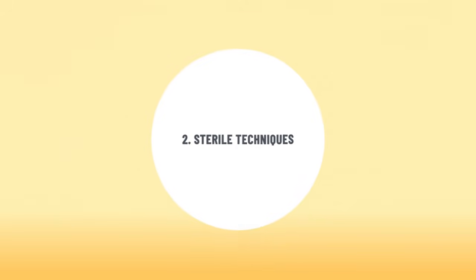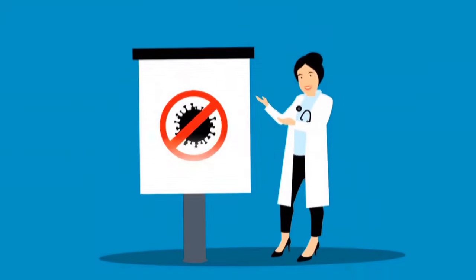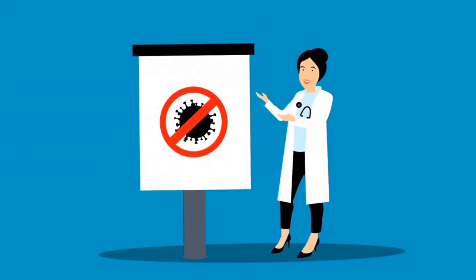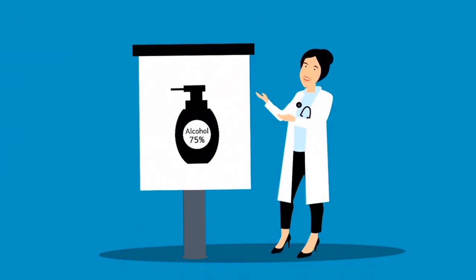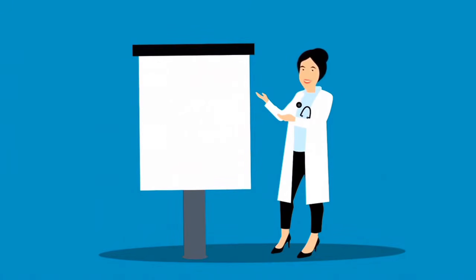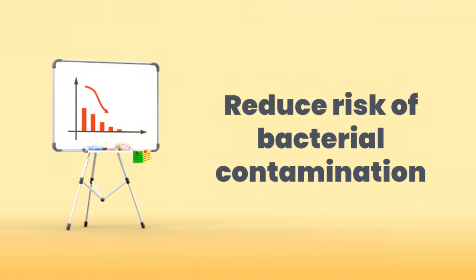Sterile techniques. When it comes to catheter insertion, healthcare professionals must follow a sterile technique. This involves using sterile gloves, sterile equipment, and a clean, disinfected environment. By maintaining proper hygiene during the insertion and care of catheters, we can reduce the risk of bacterial contamination.